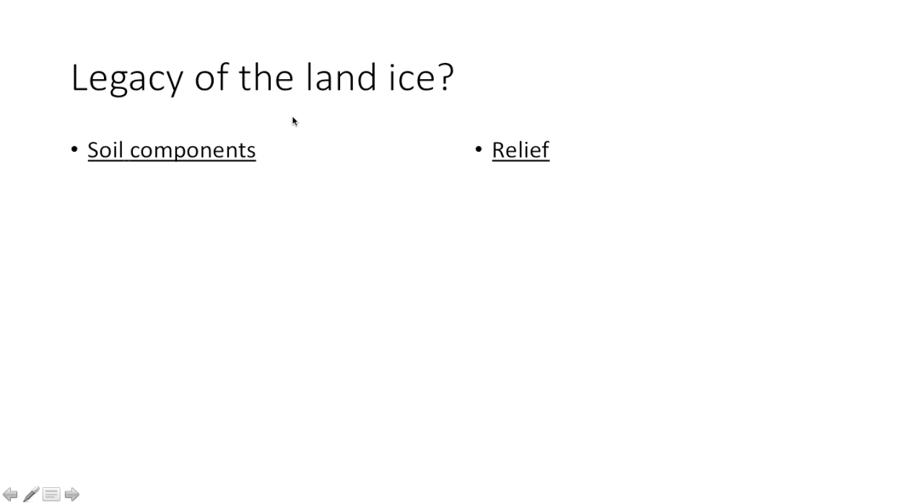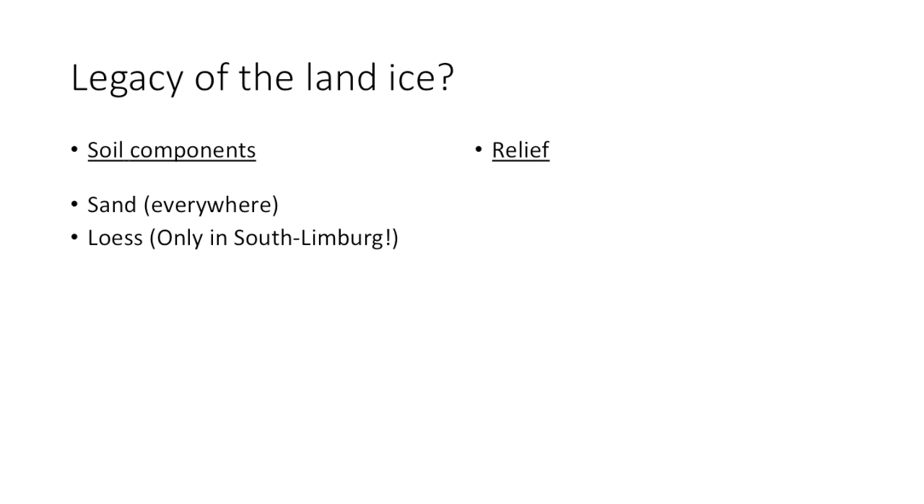So what's the legacy of the land ice? This is the name of the section in your book. Well, the legacy of the land ice is in terms of soil components. Sand everywhere. The Netherlands is covered in sand. Sand, sand, sand. All right? Lus, but only in South Limburg. It's the only place in the Netherlands that gets some lus.